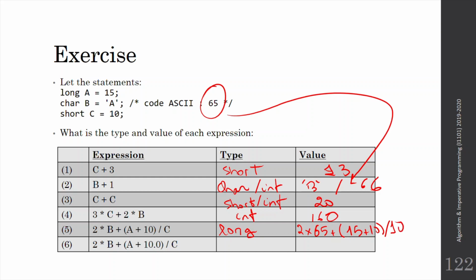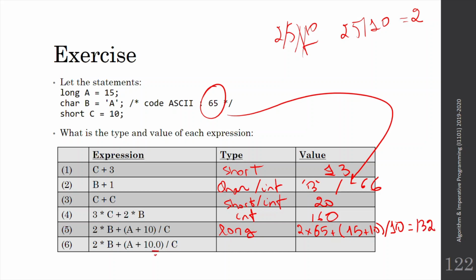So just to make clear here, 15 plus 10 is equal to 25, so 25 over 10. In C, since both are two integers, it is equal to 2. Not 2.5, it's just equal to 2 because the division of an integer over an integer is an integer. So we will end up with a value of 130 plus 2, so it's 132.